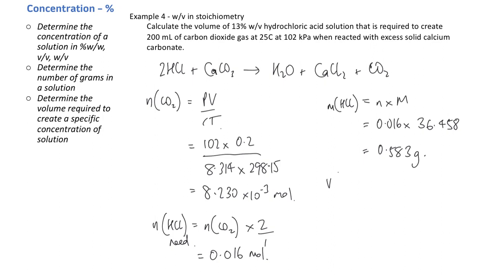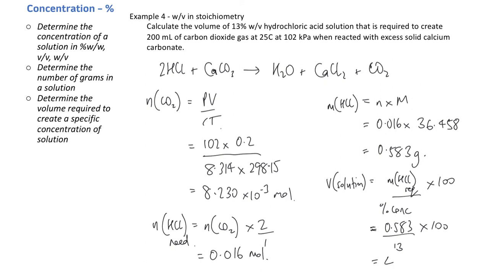The volume of the solution will be equal to the mass of HCl required over the concentration in percentage times 100, which is the rearrangement of the equation. So that's going to be mass, that's that one there, divided by the concentration, which is 13, times 100. That's 4.487 mils. Okay, that's how you would do that one there.